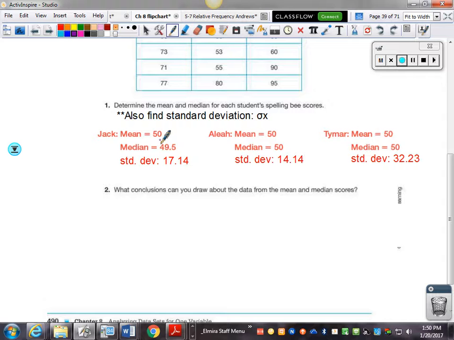A lot of you were torn. Their standard deviations are pretty close. Taimar is definitely out, so it would be a close call, but Aaliyah definitely has the lower standard deviation.